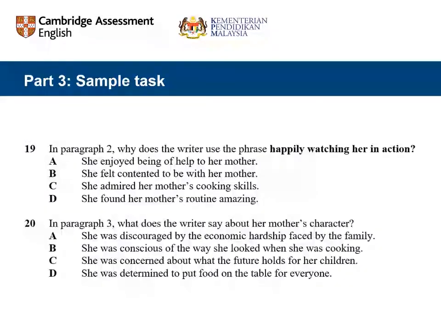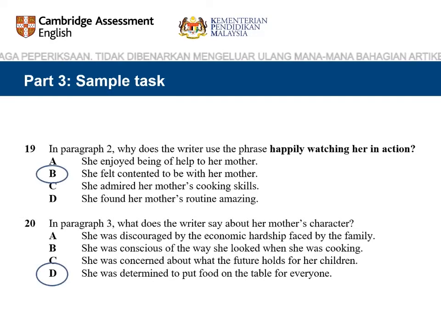Here are the first 2 questions for the text that you have just read. Please pause the video, read them, and try to answer from memory. How did you get on? This is quite difficult to do without the text. The answers are 19B, she felt contented to be with her mother, and 20D, she was determined to put food on the table.